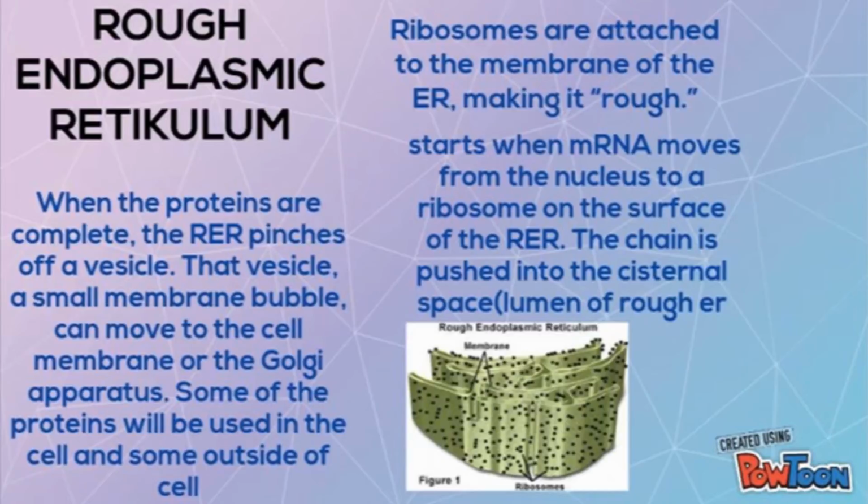The process of protein synthesis starts when RNA moves from the nucleus to a ribosome on the surface of the rough ER. As the ribosome builds the amino acid chain, the chain is pushed into the cisternal space, which is the lumen of the ER. When the proteins are complete, they collect and the ER pinches off a vesicle. That vesicle, a small membrane bubble, can move to the cell membrane or the Golgi apparatus. Some of the proteins will be used in the cell and some will be sent out into intercellular space.